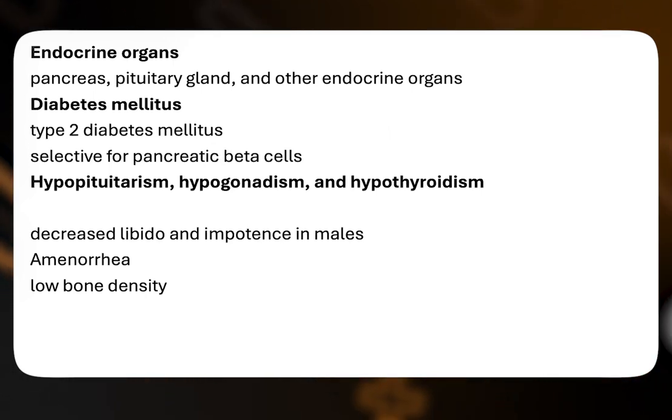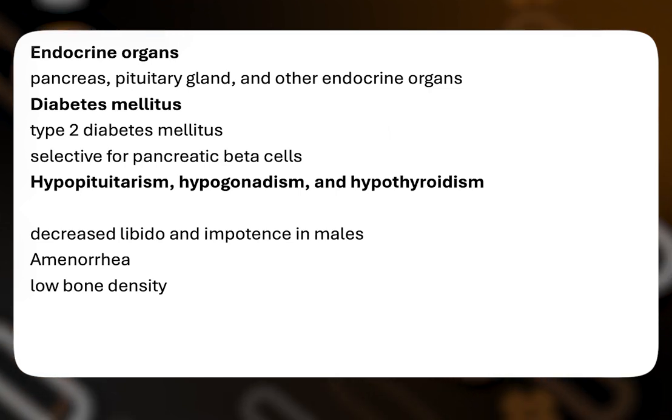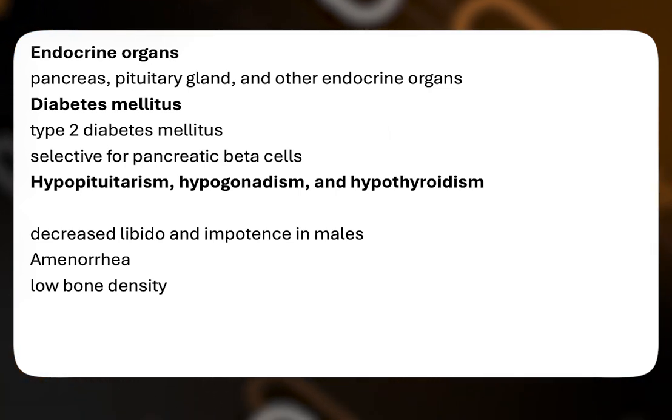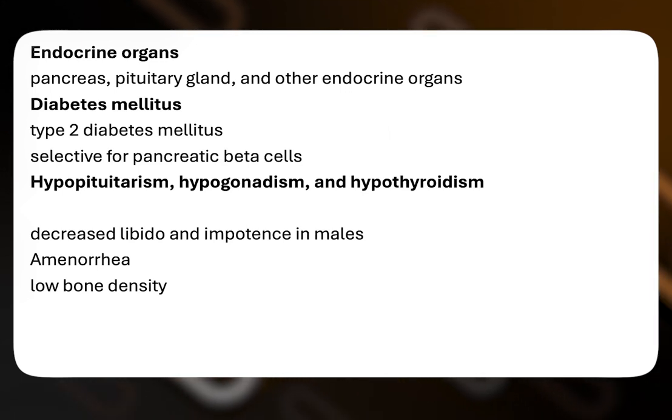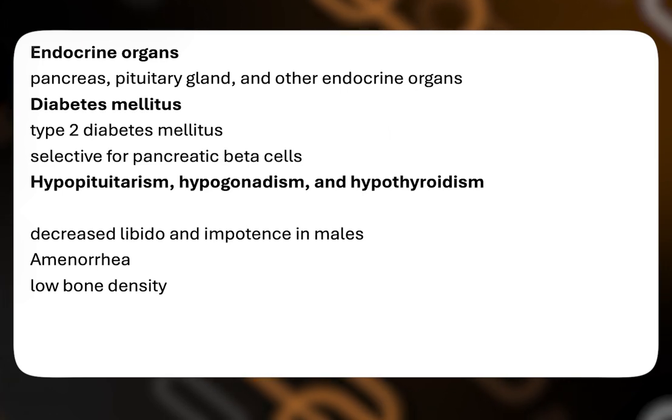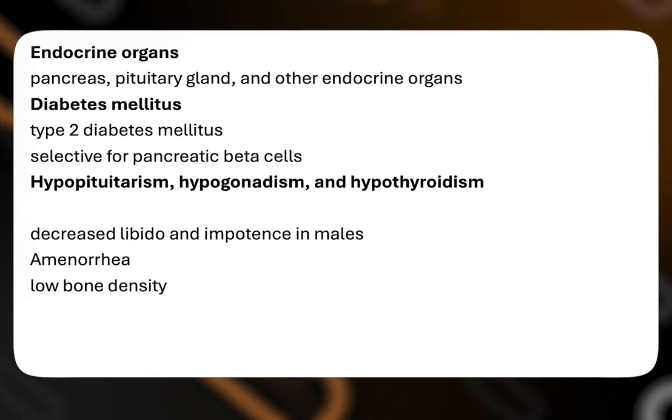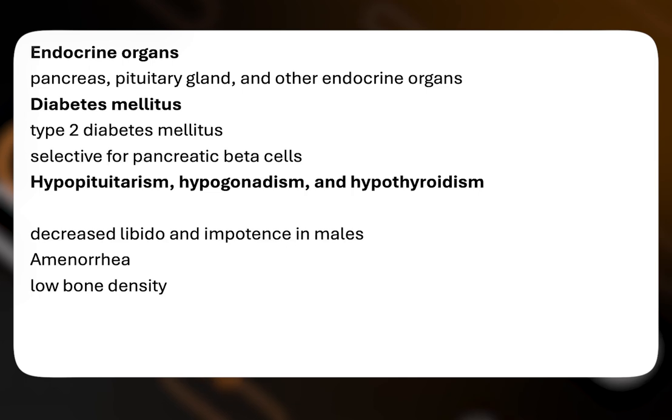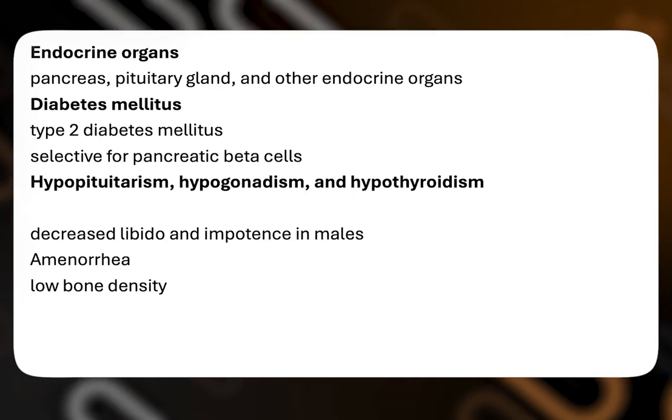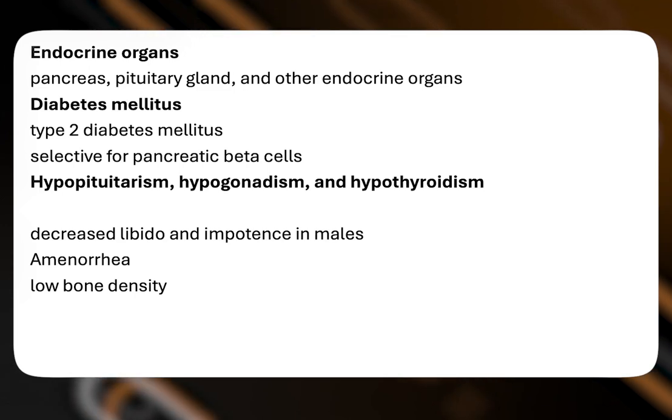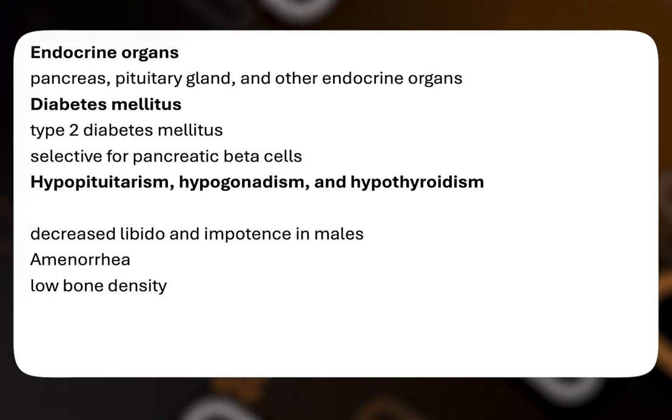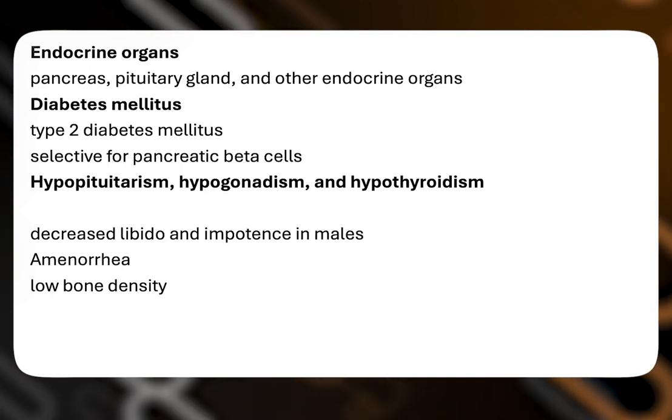Endocrine organs, pancreas, pituitary gland, all other endocrine organs can be involved, leading to hypopituitarism or hypogonadism and hypothyroidism, decreased libido, impotence in males, amenorrhea in females. Of course, with the hypogonadism, there will be low bone mineral density. And diabetes mellitus is very common, although it's type 2. And it doesn't affect any other part of the pancreas, only the pancreatic beta cells. So glucagon secretion and other pancreatic secretion doesn't get affected by iron overload.